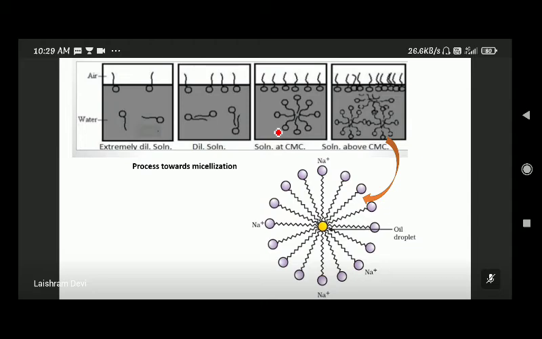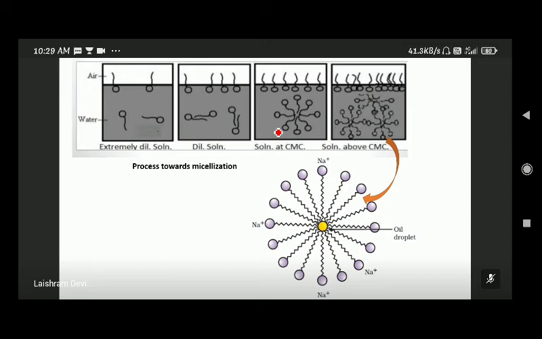So that's why from this we can have an idea, we can calculate and determine what actually is the concentration at which your micelle formation starts. And this concentration is known as your critical micelle concentration, CMC. And critical micelle concentration is a very important property of any detergent. Okay, so let's go back to our slide again.